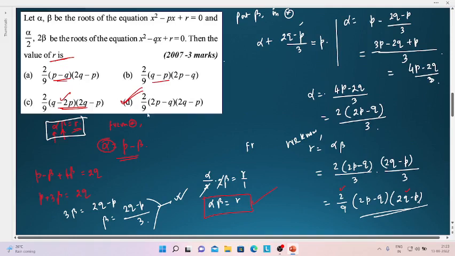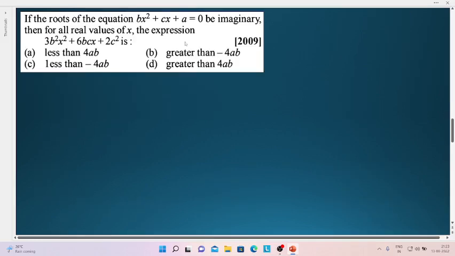Here you can see 2 by 9 times 2p minus q times 2q minus p, right? So we got the answer. So this is the correct option for these quadratic equations, by applying this particular formula. We are basically applying the discriminant formula or the relation between roots and coefficients, right? So you can understand how I am solving these questions. So let's move to the next question.